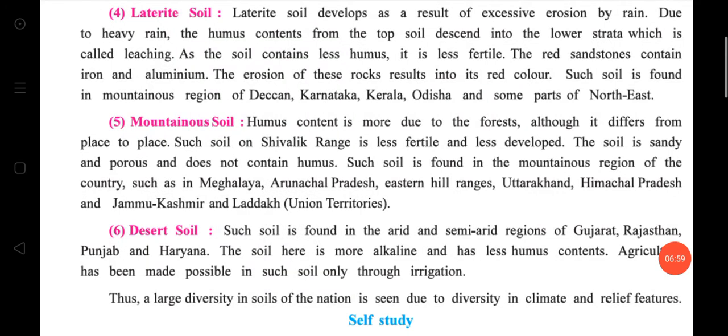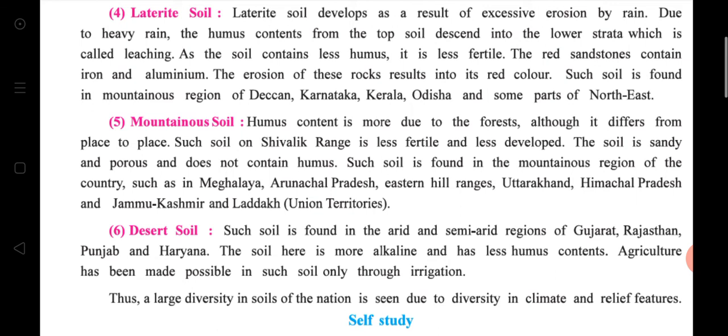So, the fourth type: laterite soil. What is laterite soil? It develops as a result of excessive erosion by rain. How is it formed? It is a result of excessive erosion by rain. When much rain comes, then due to heavy rain, land erosion happens, and as a result of that heavy rain, this type of soil develops.